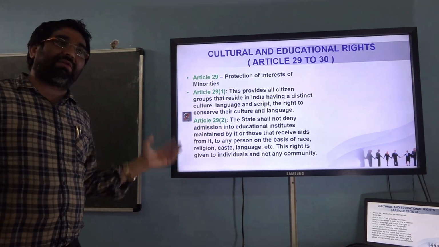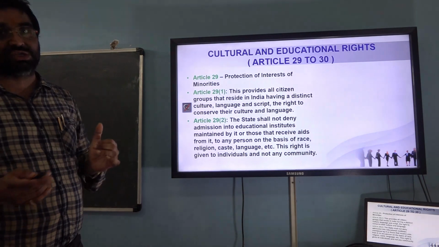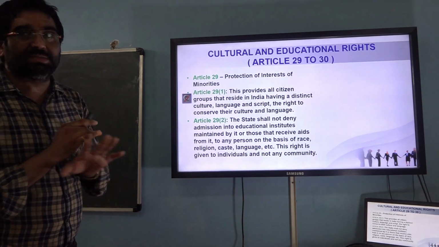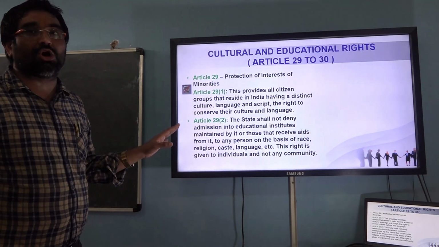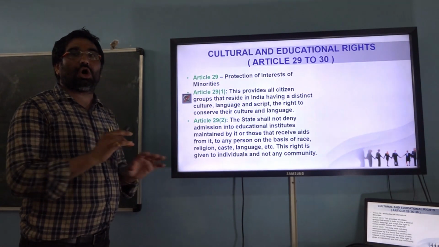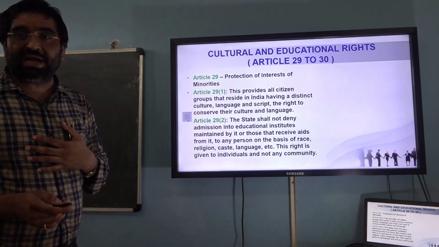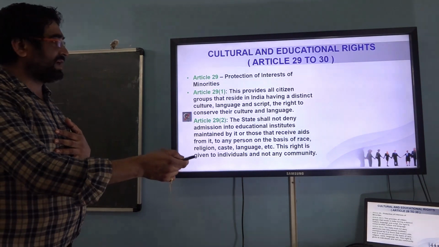So everybody has the right to enter any educational institution. There will be no discrimination on the ground of religion, caste or culture. And this right we have individually. Let us go to the next.